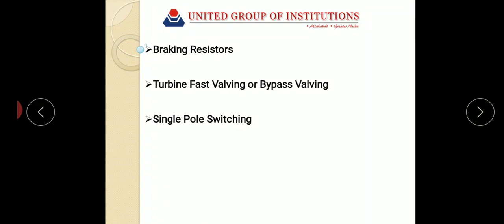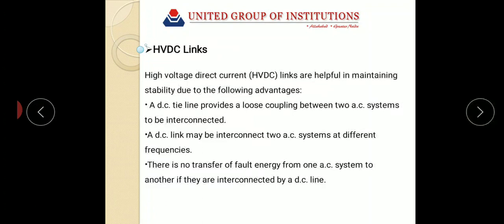Okay. Now, next is the HVDC link. High voltage direct current links are helpful in maintaining stability due to the following advantages. Number one, a DC tie line provides a loose coupling between two AC systems to be interconnected. Two, a DC link may interconnect two AC systems at different frequencies. Third, there is no transfer of fault energy from one AC system to another if they are interconnected by a DC line.